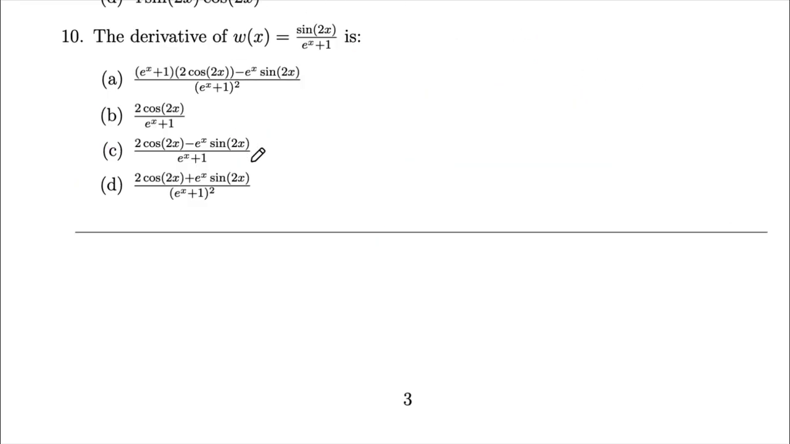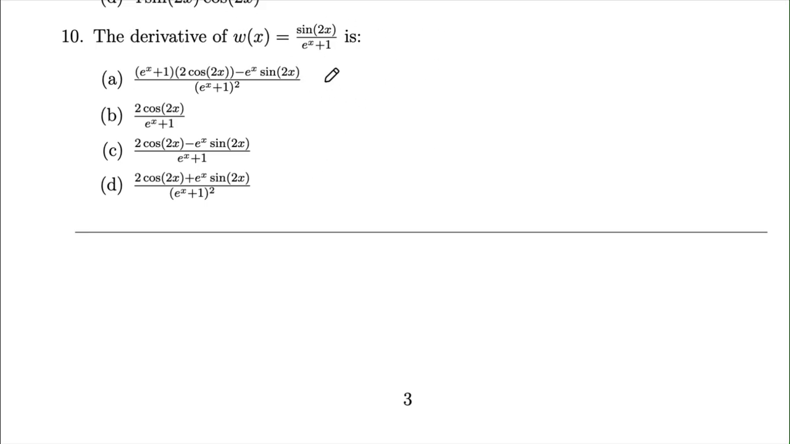Okay, so for number 10, we're going to have a combination of the quotient and the chain rule. I am not going to write out the formal chain rule notation once again, because ideally, as you get more comfortable with it, you won't have to. So quotient rule, as a refresher, is low d high minus high d low over low squared.